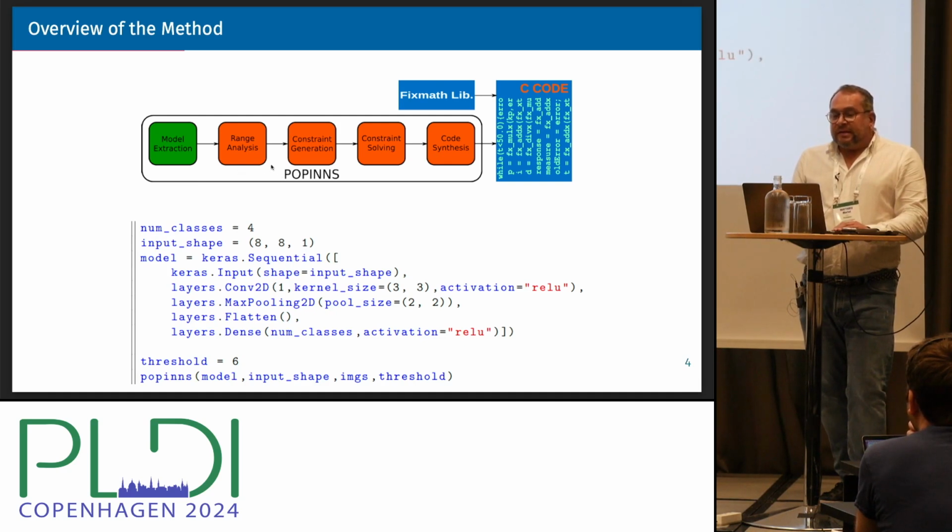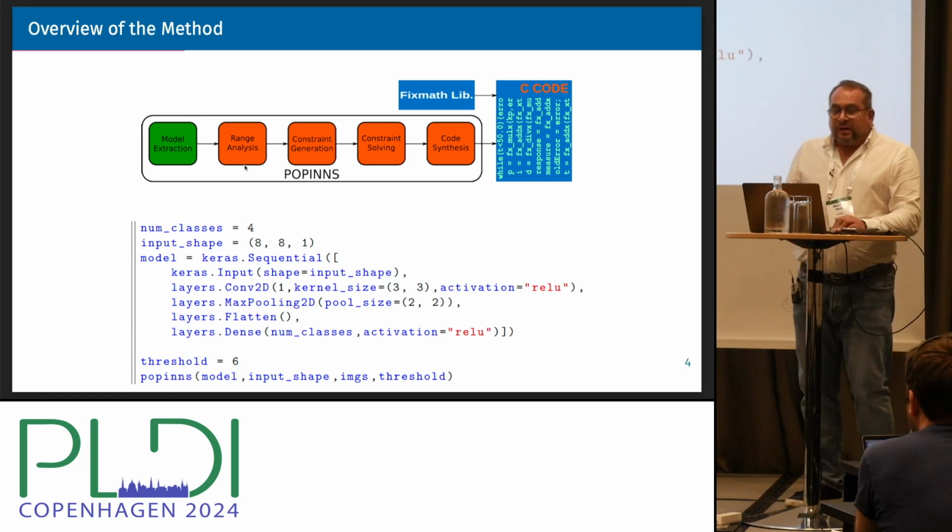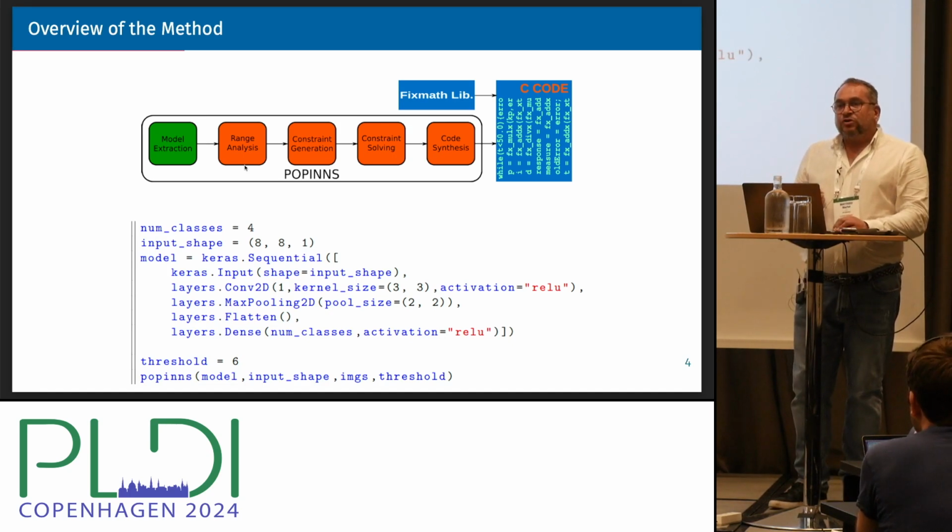Then we need to know the ranges of the variables, the values inside the network at each point. So we perform a range analysis. Currently, it's an under-approximation computed dynamically. We execute the network several times on the input set, and we compute the convex hull of what we obtain on the result. Ideally, it should be a static analysis, but it's difficult to implement a very accurate static analysis for this.